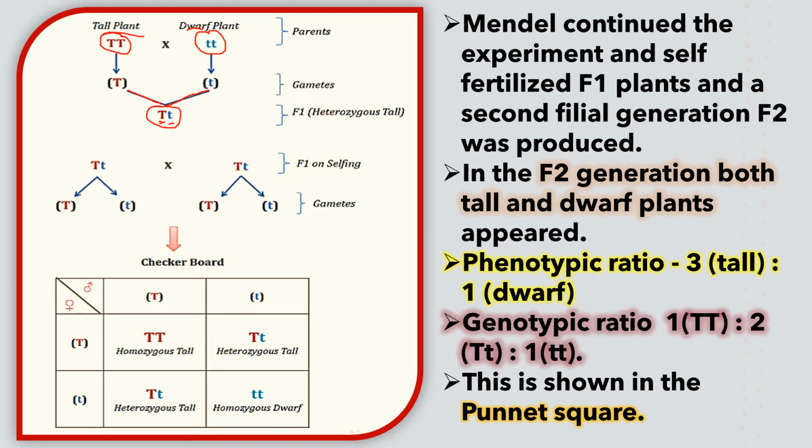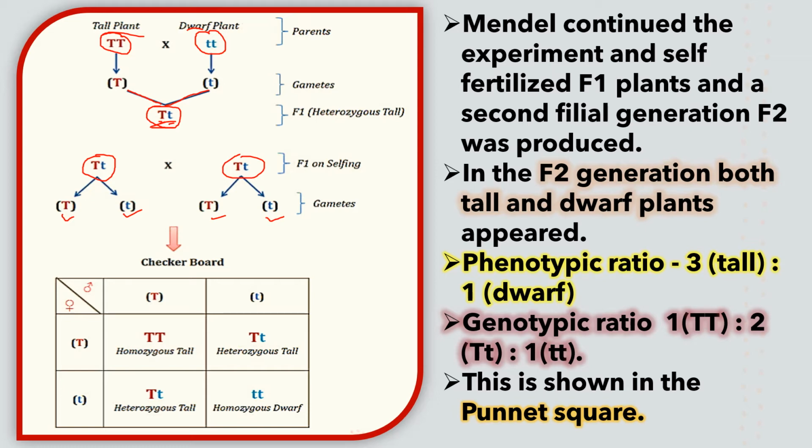Then on self-fertilizing these mixed plants now, can you see the mixed ones, Tt, Tt. Again you will find that they separate during gametogenesis, T, t, T, t. Now we will write this in the Punnett Square.